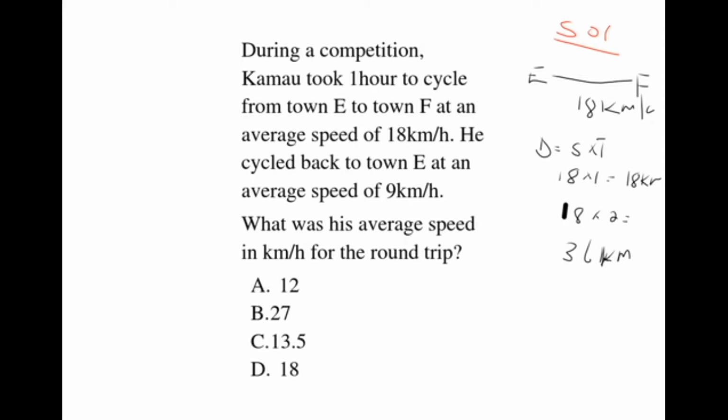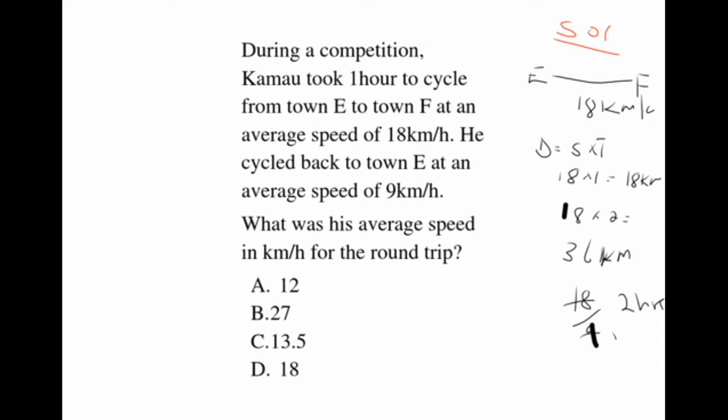Therefore, for us to get the time which he took as he was going back, we already know the distance, which is 18 kilometers. Then the speed when he was going back was 9 kilometers per hour. So we take the distance 18, and divide by the speed to get the time taken to go back. 18 divided by 9 is 2 hours.